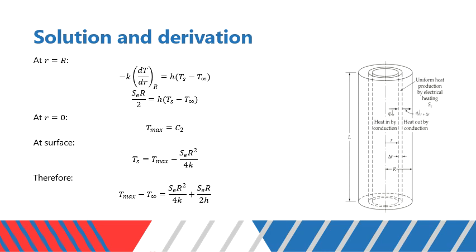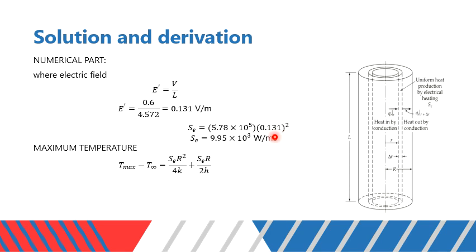So Ts will be equal to T max minus Sc R squared by 4k, and we will put Ts at this place. So from there we get T max minus T infinity equals Sc R squared by 4k plus Sc R by 2h. Now we will be solving the numerical part as we have derived the formula for the maximum temperature.